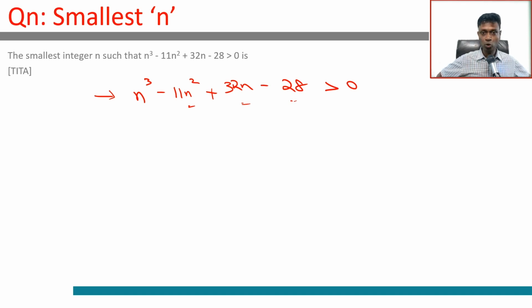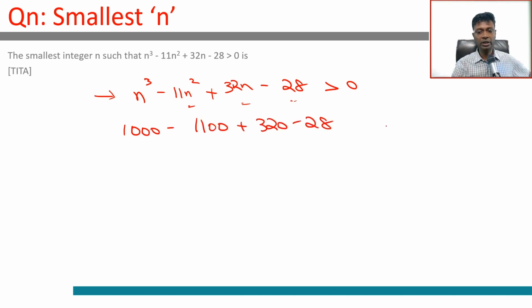And it's a curve that's open-ended. It's going to become larger and larger with increasing n. We can sense that. And there are multiple ways of doing this. One would be to just plonk in a value of n and then go from there. My favorite is probably n equal to 10. This is 1000 minus 1100 plus 320 minus 28.